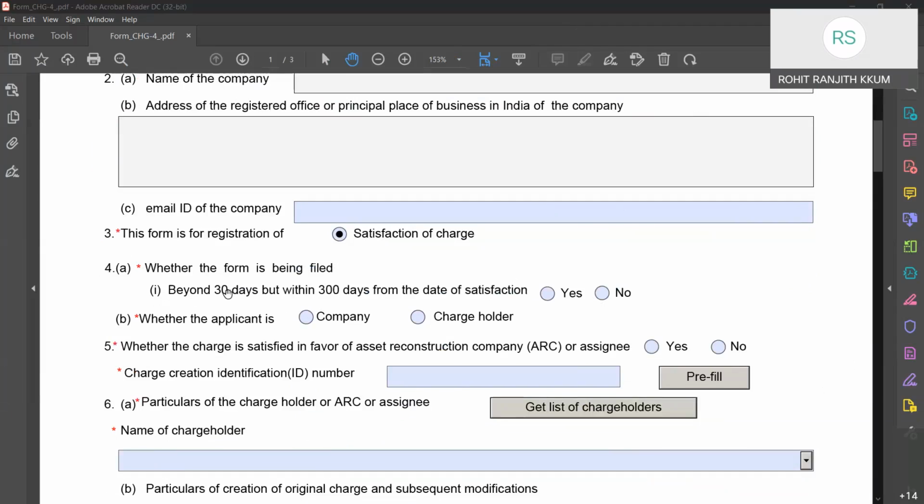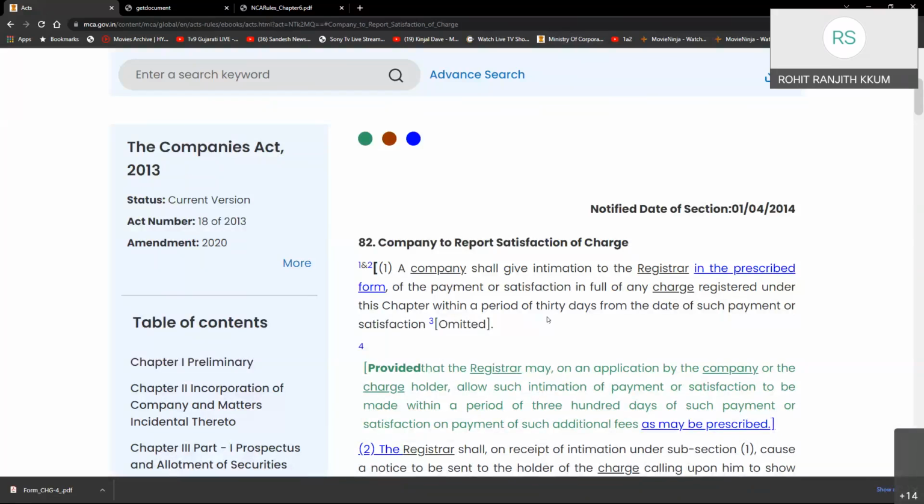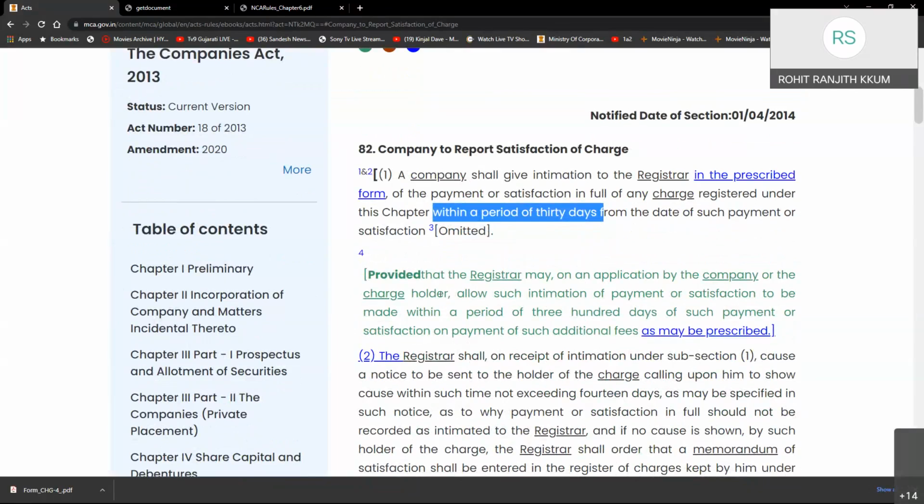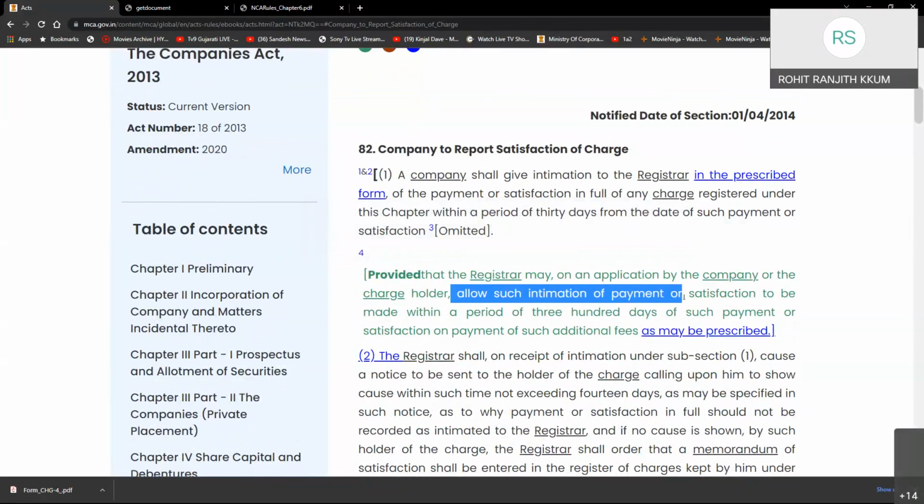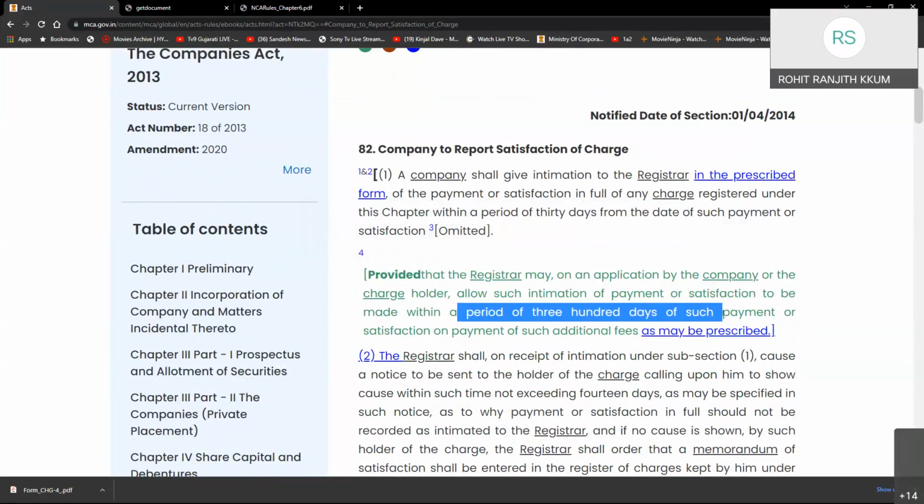Why is it written that beyond 30 days but within 300 days? Why is it mentioned like this? Beyond 30 days but within 300 days from the date of satisfaction. So again, guys, if you look at this provision, it is mentioned that basically it should be done within 30 days. But if it is not done, then the ROC may allow such intimation on payment of additional fees within a period of 300 days from the date of satisfaction of the charge. So again, guys, the 30 and 300 days provision is applicable in section 82.